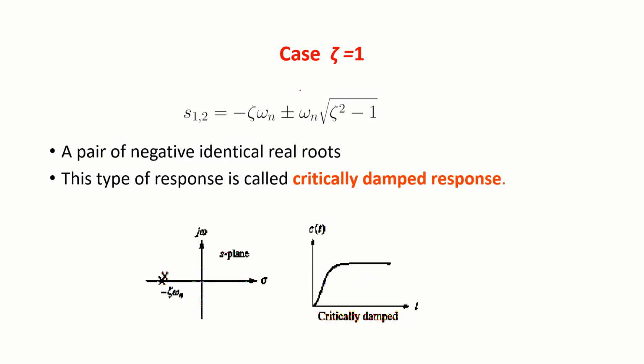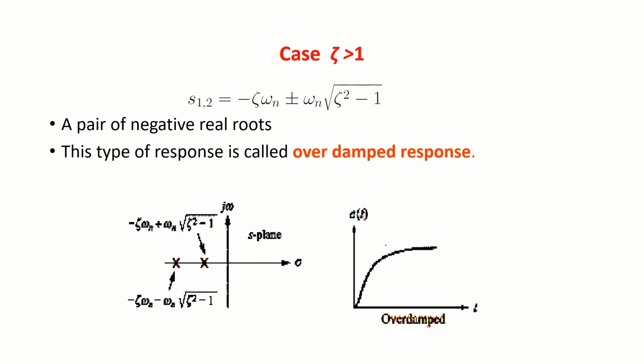If zeta is equal to 1, if I substitute, this will become 0. It will become minus omega n. Two roots, both are minus omega n, on the negative real side. They are identical roots. And for the response, there is no part lying on the imaginary axis, so it will not oscillate at all. Gradually it will attain steady state.